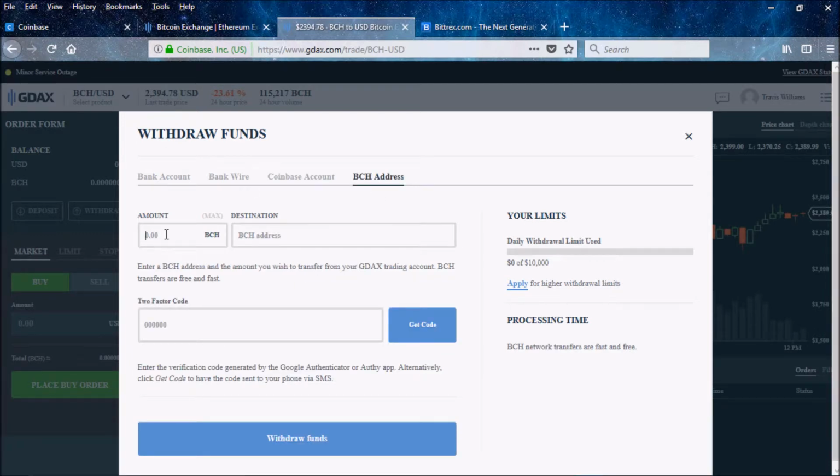Actually, yes, I could, because you wouldn't go to Coinbase account anymore. You go to BCH address. You put the amount of BCH that you would want after you transferred it from Coinbase to GDAX. You would put it into BCH. Then you would put the address of anywhere you want to send that currency to. If it is BitConnect, free.